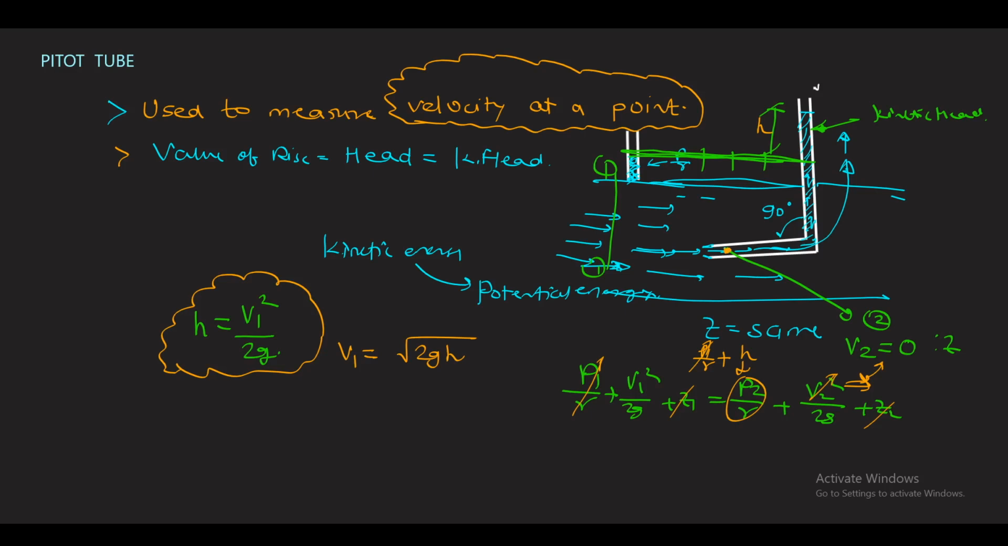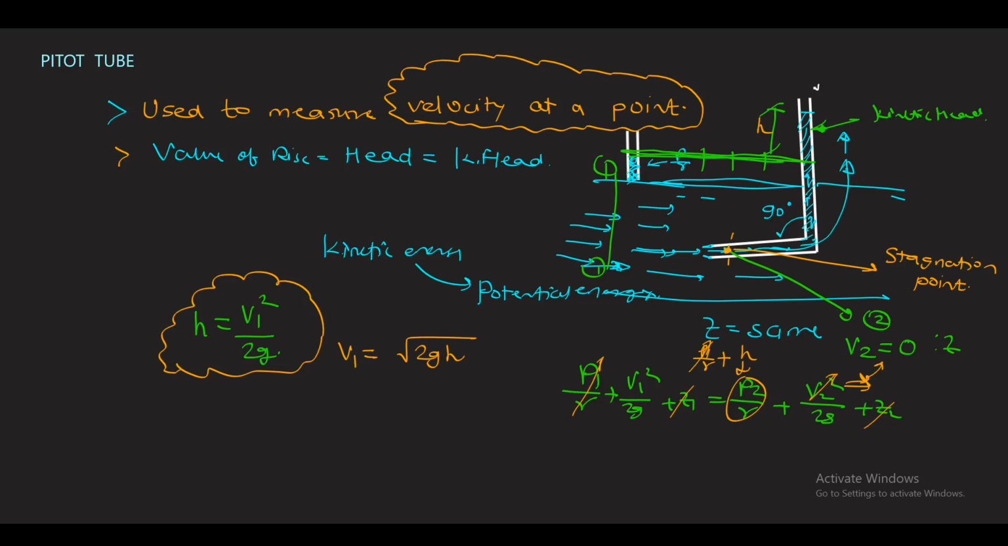And here is one important point: the section I have considered here is where the velocity is 0. This point is nothing but the stagnation point. So by using the pitot tube, the velocity at a point in a fluid flow can be measured.